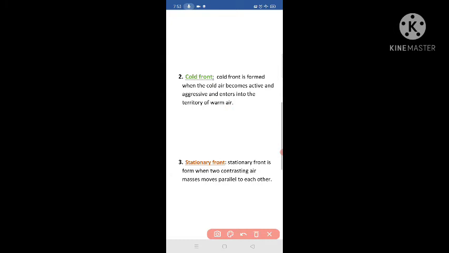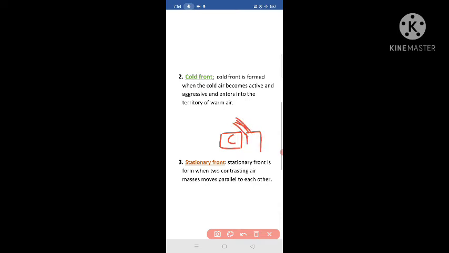Let us see how to draw the diagram. Let us consider this is the cold air mass, moving in this direction, and this is the warm air mass, moving in this direction. At a certain point of time, this is figure 1, and in figure 2 the cold air mass replaces the boundary of the warm air mass. So the warm air mass starts rising like this.